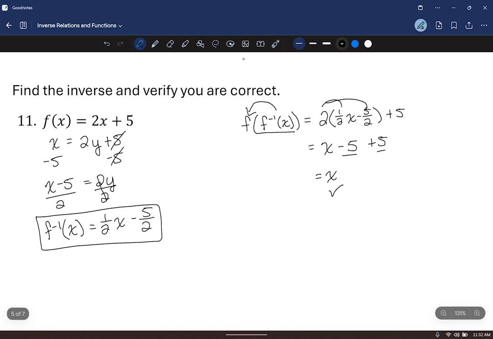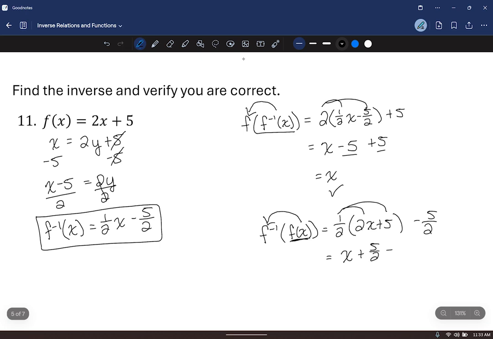Now we're going to go the opposite direction, and we're going to do f inverse of f of x. So essentially, we're taking our original and plugging it into our inverse. So I'm going to write the inverse down, 1/2, put a parenthesis where x is, minus 5/2. And then I'm going to plug in the 2x plus 5. So 1/2 times 2x is equal to x. 1/2 times 5 is 5/2. And then I have minus 5/2. So 5/2 and negative 5/2 cancel and leave me with x.